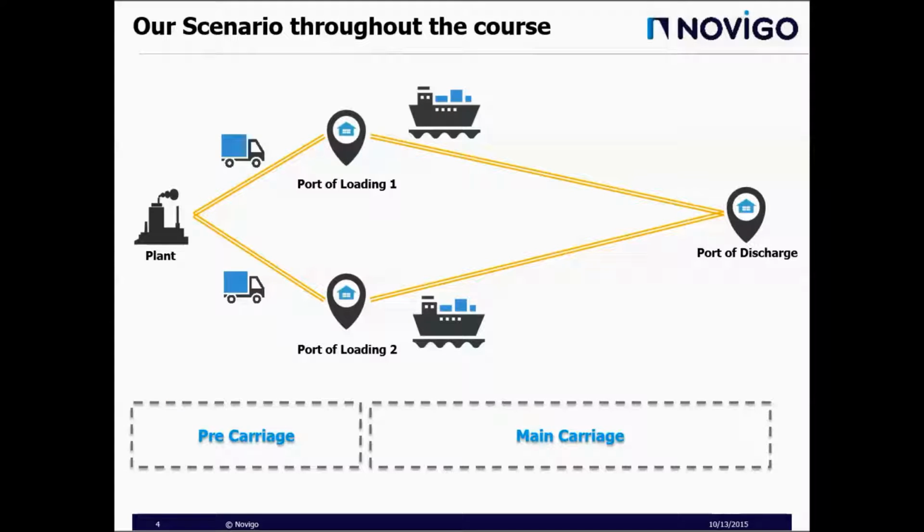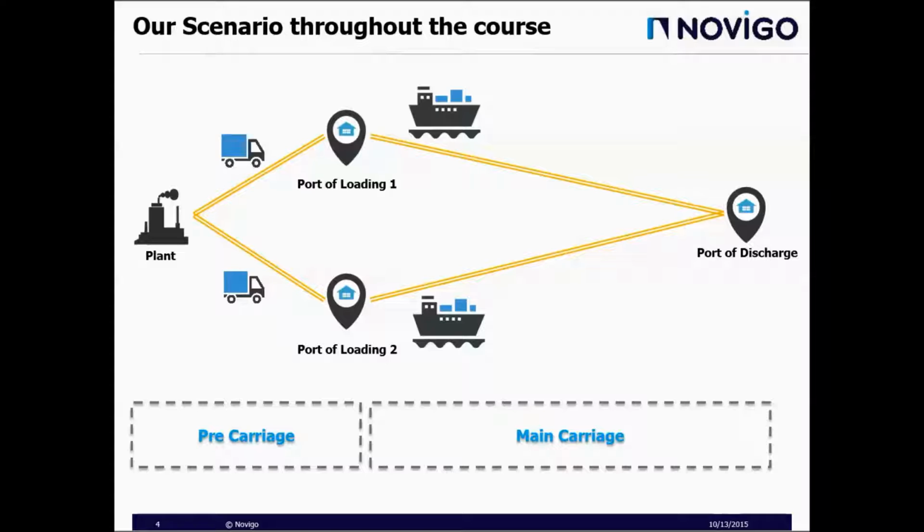This is the scenario which we work on throughout our course. Our company produces and exports chemical products. We build containers on our plant and send them overseas to our customers. In this scenario, our goal is to send those containers to the port of discharge. In order to do that, we have two options. We can use port of loading 1 or port of loading 2. We choose the port of loading while we are in the planning stage and by considering the schedules. We talk about schedules later on in this course.